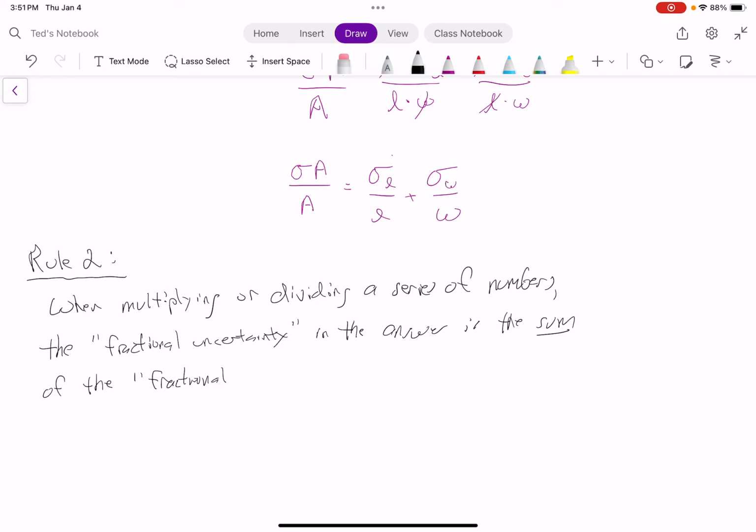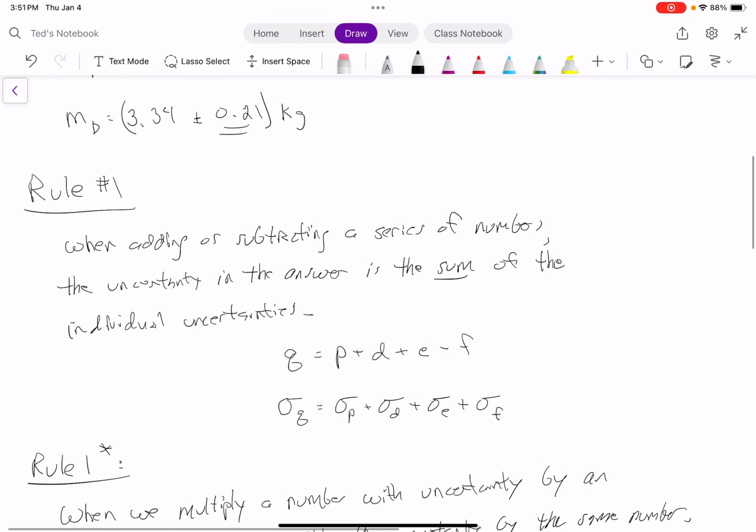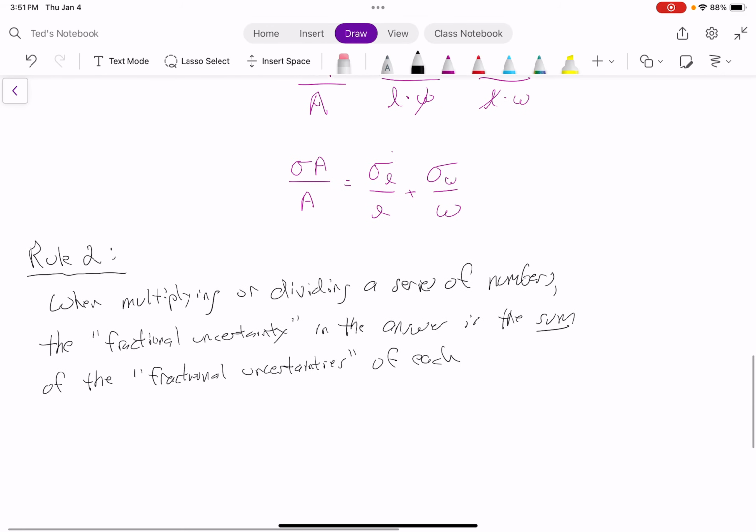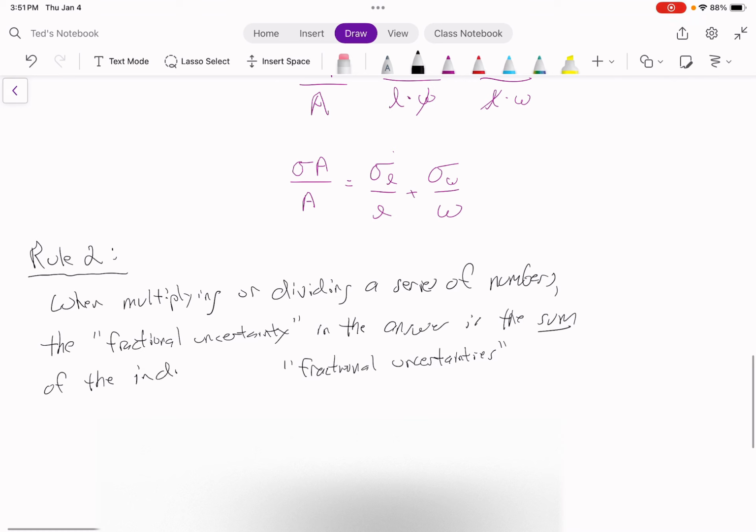When I start trying to write fast, it gets really ugly. Sorry. It's the sum of the fractional uncertainties of each. How do I say it up here? Of the individual. Okay. Is the sum of the individual fractional uncertainties.